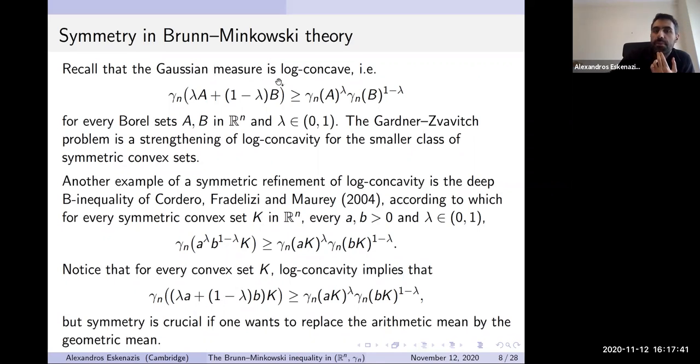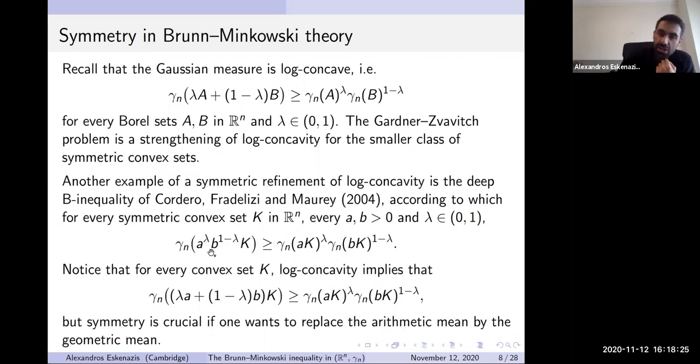And now notice that if you plug into this inequality A and B to be multiples of K, then just under the convexity assumption, the Gaussian measure of the arithmetic mean of AK and BK is bounded below by the geometric mean of the Gaussian measures. And this is simply from convexity. You just assume the convexity of K. But their theorem, in fact, implies that if you further assume that the set is symmetric, then you can improve the arithmetic mean to a geometric mean. And that's obviously a stronger inequality, because the arithmetic mean is bounded below by the geometric mean.